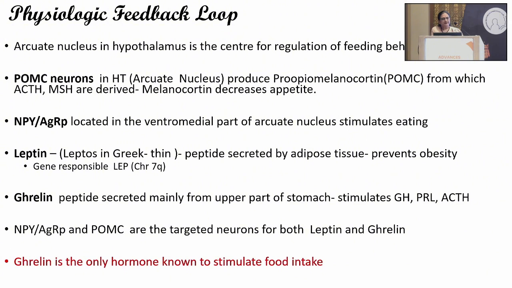Leptin is produced by the adipose tissue. It prevents obesity. Leptin means thin, so it reduces or prevents obesity. And ghrelin is secreted mainly from the upper part of the stomach, which will stimulate eating. So both leptin and ghrelin act through the hormones which I mentioned: POMC, NPY, and agouti-related peptide. And ghrelin is the only hormone known to stimulate food intake.